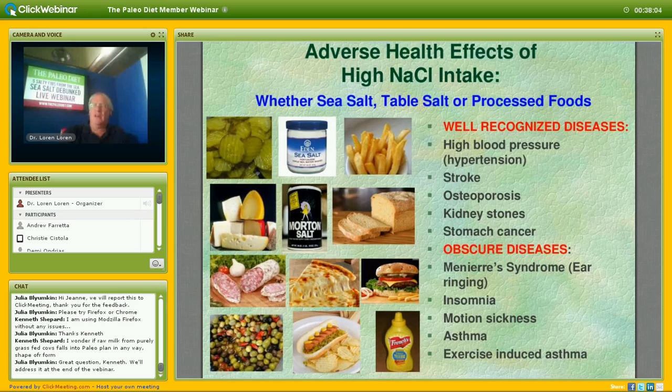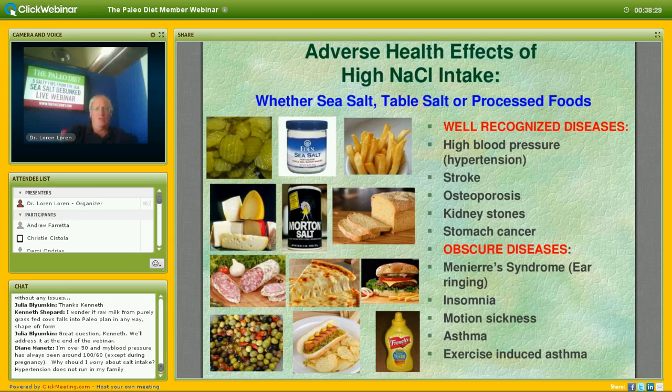Paleo dieters and anybody else who thinks that by replacing table salt with sea salt, they're going to have physiologic and health benefits are absolutely wrong. It's the total amount of sodium chloride in your diet, and you can dose yourself with sea salt and get your sodium chloride values every bit as high as you can with table salt. So I recommend not doing either one.